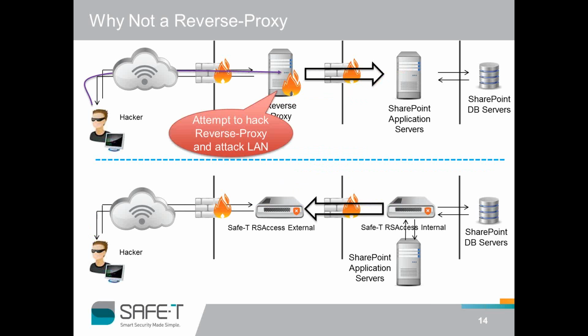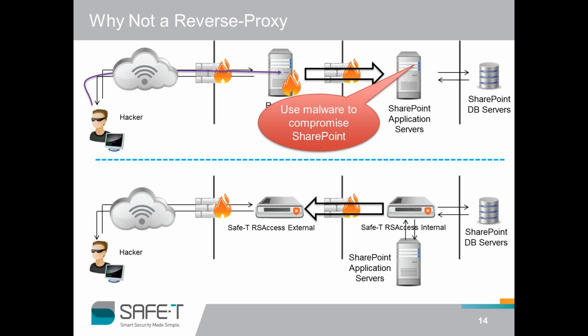And the third difference is when a hacker will attempt to hack the reverse proxy itself, and from there to attack the LAN and to compromise the SharePoint application. So reverse proxies, and it doesn't matter which reverse proxy we're talking about, they all have vulnerabilities which allow hackers to take advantage of this and exploit it. When hackers attempt to hack the RSAccess and to attack the LAN, usually they will find that there is nothing to hack on the RSAccess. So the external RSAccess is a very thin client. There isn't any application there, and nothing can actually be hacked.